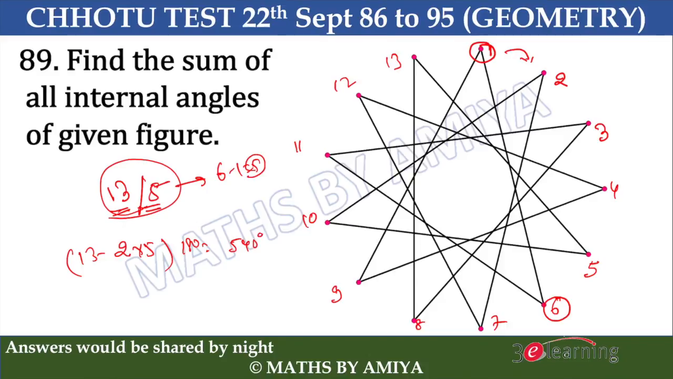That is nothing but 540 degrees, the answer. We have discussed a lot of concepts on the star. The formula is (2 minus n minus 2g) into 180 degrees. So the answer of this question is 540 degrees. Now check question number 90.